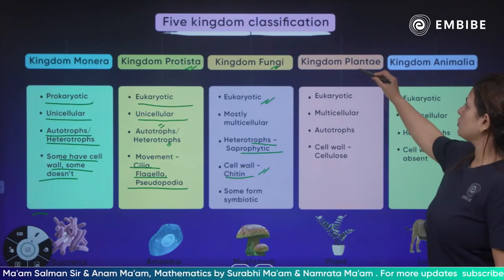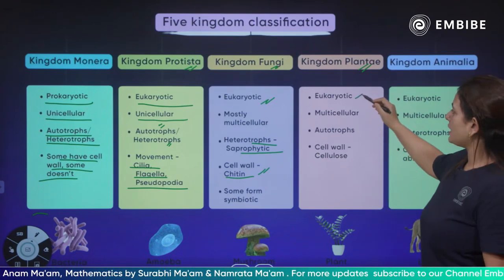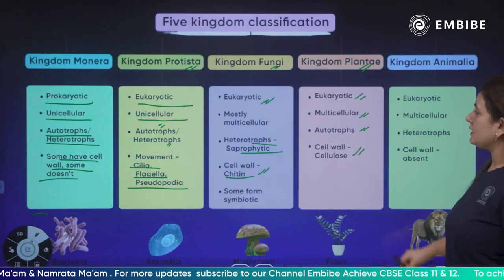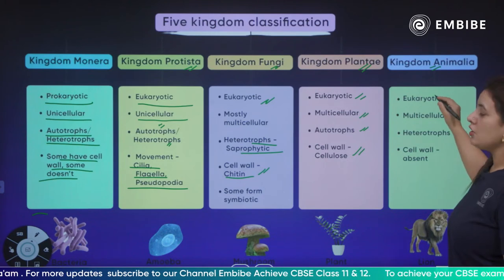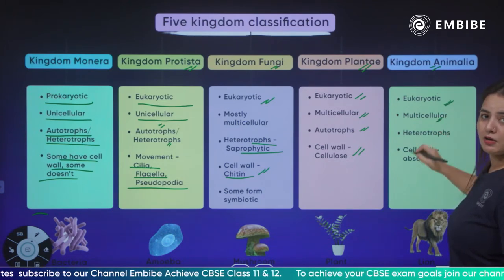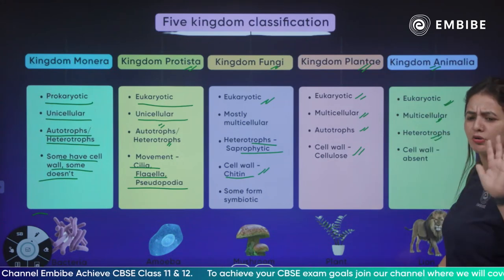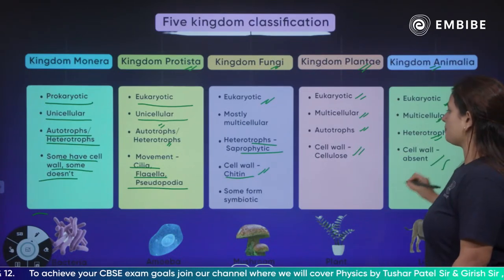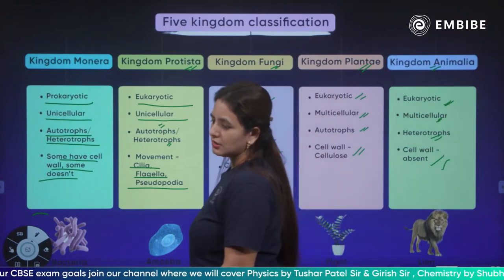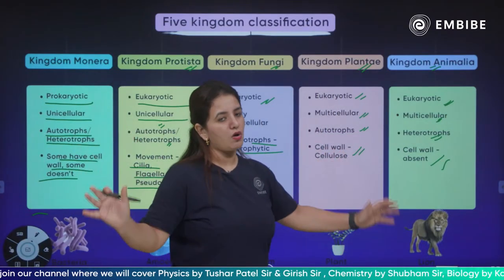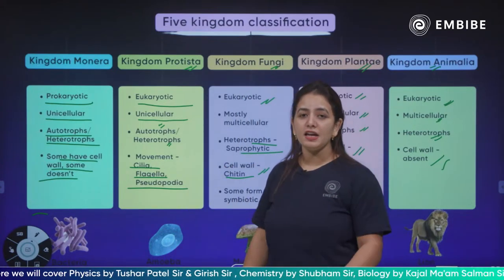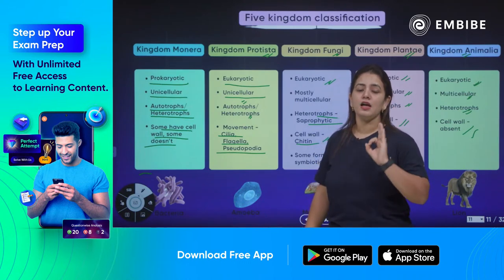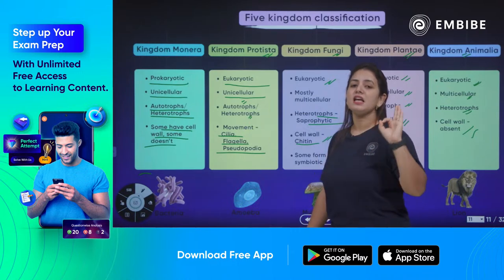Okay, next, the kingdom plantae, which are eukaryotic, multicellular, autotrophs and have a cell wall made up of cellulose. Next comes the kingdom animalia, which have eukaryotic organisms, multicellular level of organization, completely heterotrophs. They do not have the ability to make their own food, and the cell wall is completely absent in the animal cells. So this is what the five kingdom classification is all about. These are the unique features of each and every kingdom explained by Whittaker in the five kingdom classification, and individually they have been given a place in the whole classification.